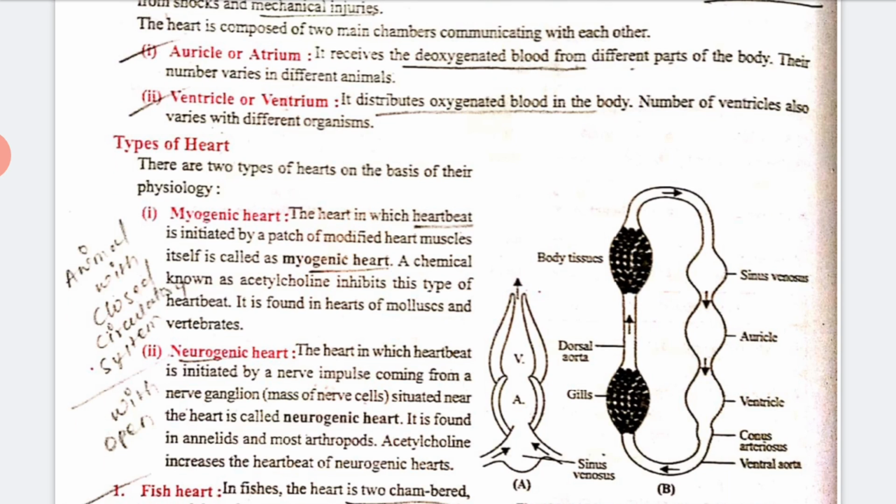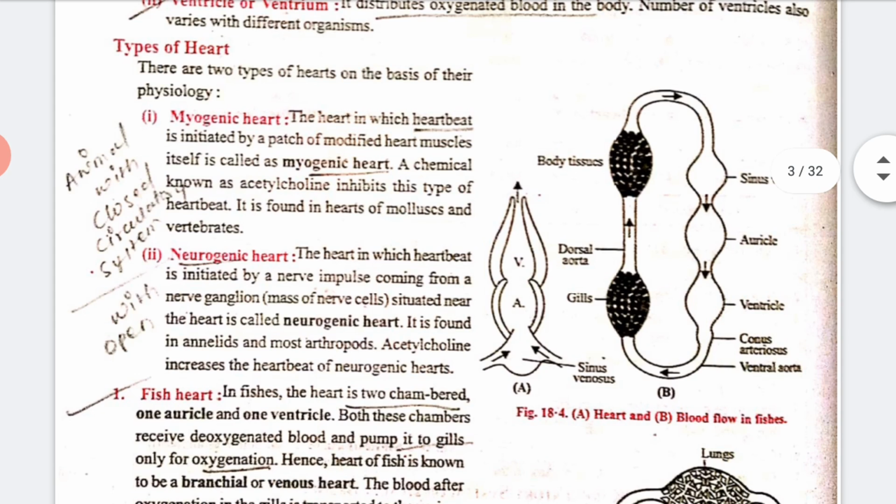Next we have the ventricle. It distributes oxygenated blood in the body, and the number of ventricles also varies in different organisms. Clear? Now let's talk about types of heart.